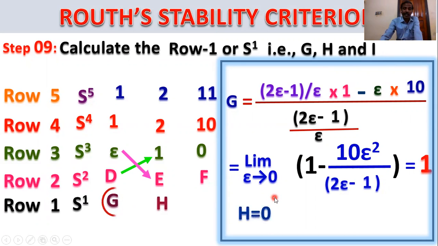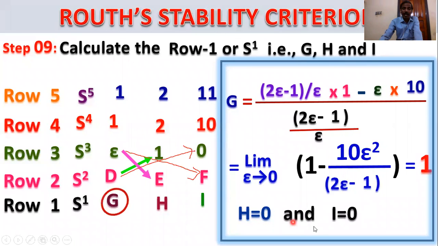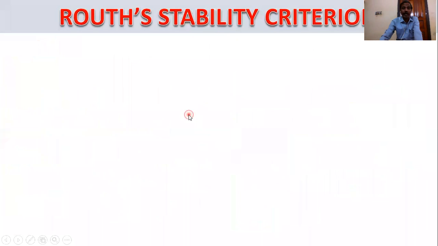Then calculate H. H equals 0, because H equals D into 0 minus epsilon into 0, divided by D, and 0 minus 0 by D equals 0. Similarly, I equals also 0, because D into 0 minus epsilon into 0 by D. Similarly, calculate J, K, and L.